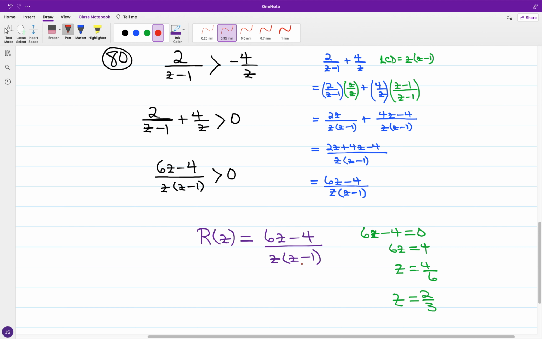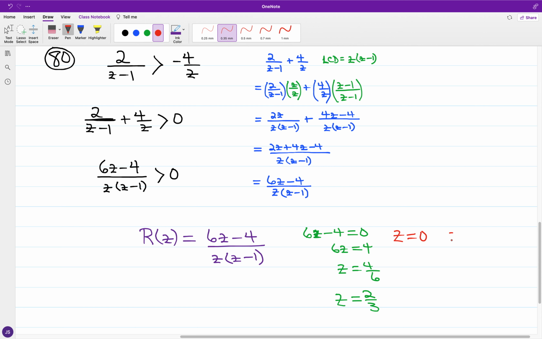And for the factors in the denominator, you have z automatically, so that is equal to 0, and for z minus 1, if that is equal to 0, well, we have that z is equal to 1.